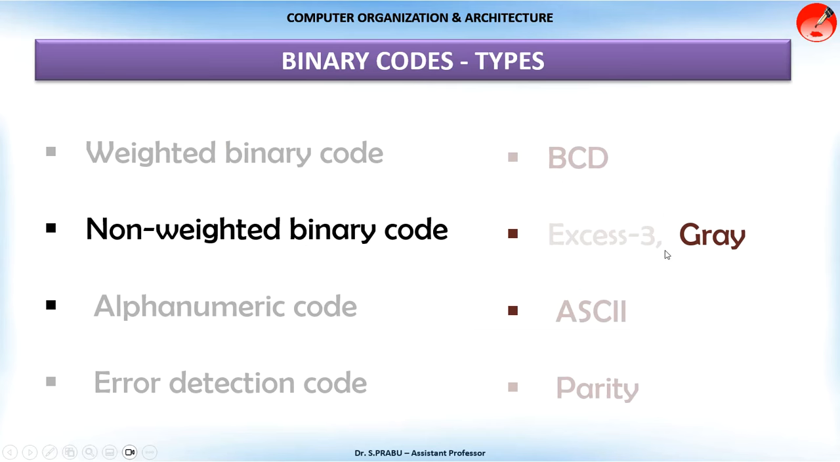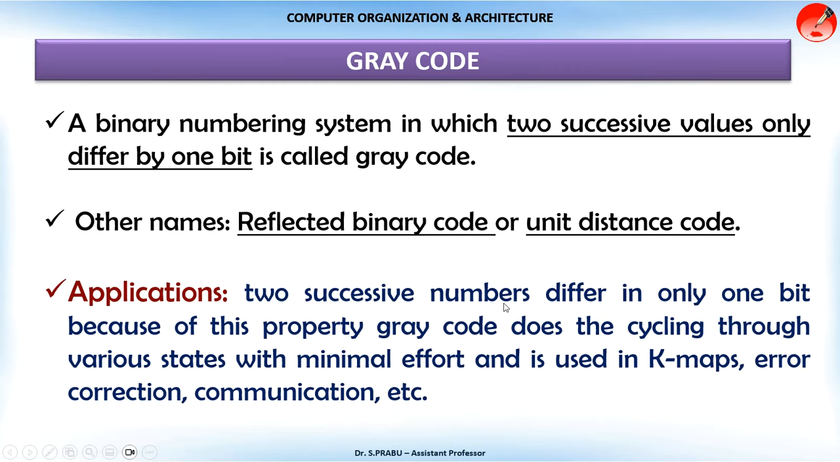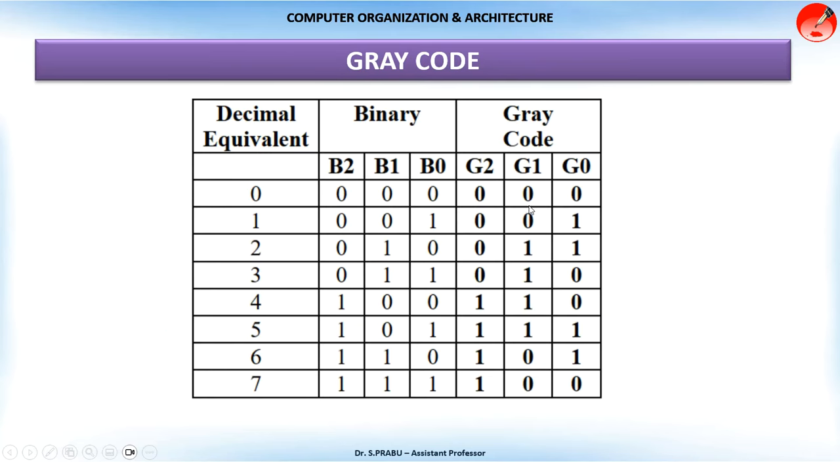Then the next non-weighted binary code is called gray code. Gray code is a special code. It is used in different places. The special quality of gray code is that two successive values differ by only 1 bit. This is the equivalent gray code for these binary numbers. Take these two successive numbers. These two numbers differ by only 1 bit. So 0 0 same bit, 0 0 same bit, 0 and 1. So these two numbers differ by only 1 bit.